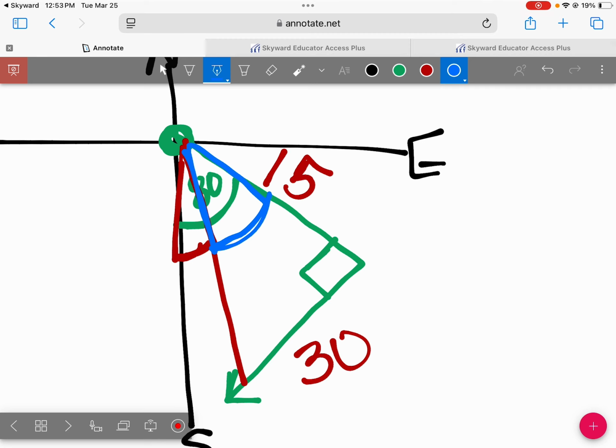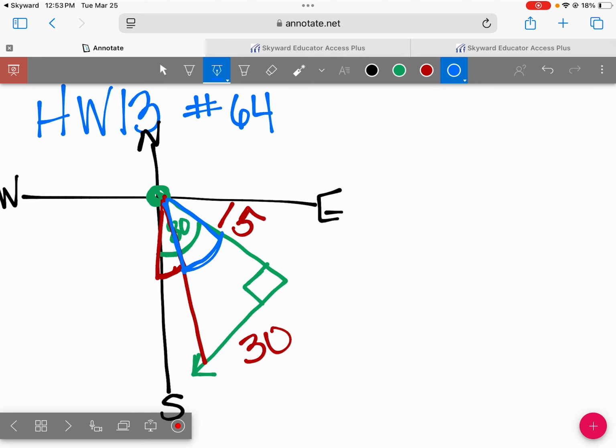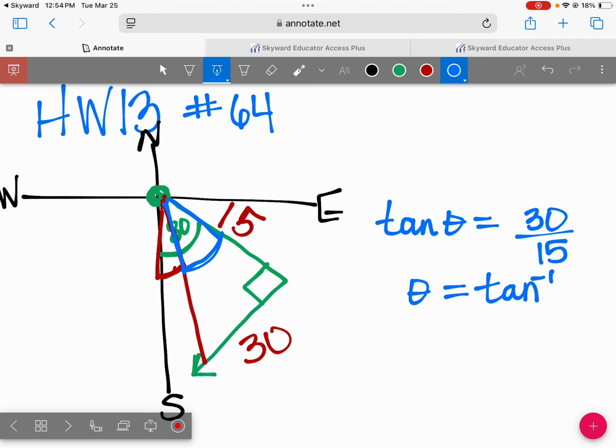So the 30 knots doesn't go all the way to the south now? No, because it didn't make it all the way to the south. It was sailing towards the south, but it didn't make it there. So what trig ratio am I going to use? Sine, cosine, or tangent? Tangent. Because I know that the tangent of theta is going to equal opposite over adjacent. So that angle is going to be the inverse tangent, and then 30 divided by 15 is 2.